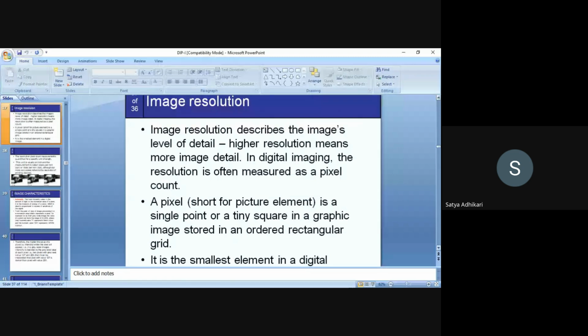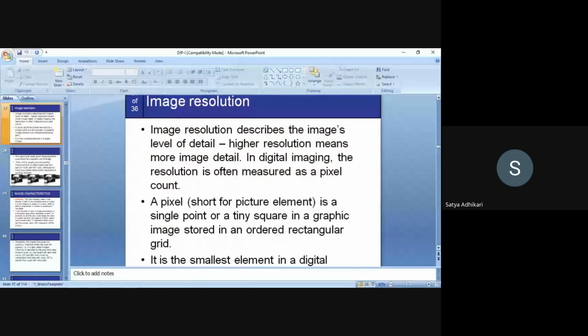Then another term, image resolution, which is associated with image quality. You see, if the image resolution is higher, you will get a brighter picture. Resolution means more image details. In digital imaging, the resolution is often measured as pixel count.